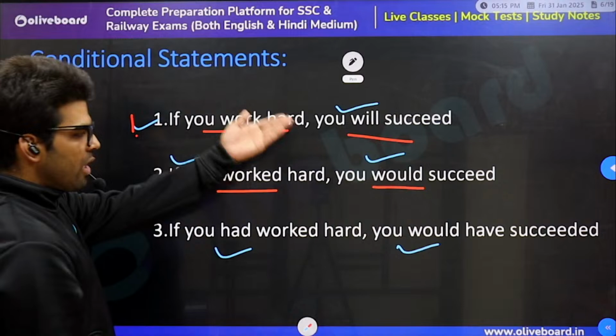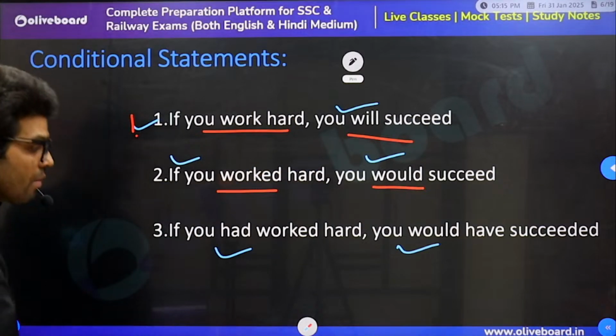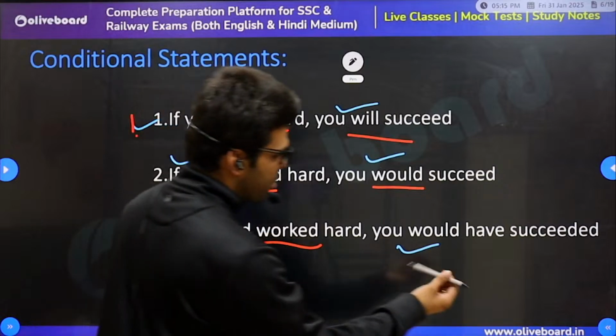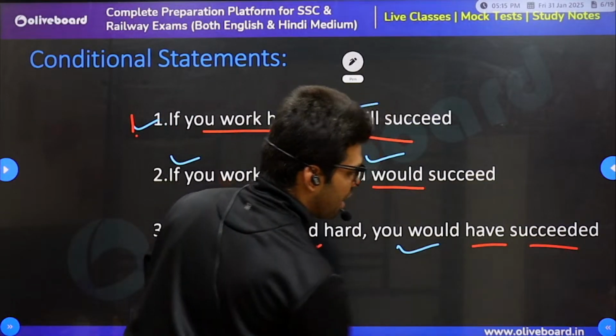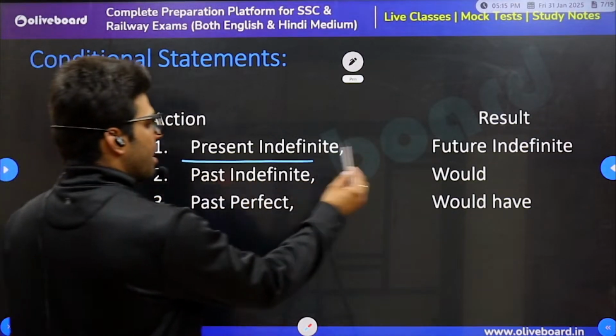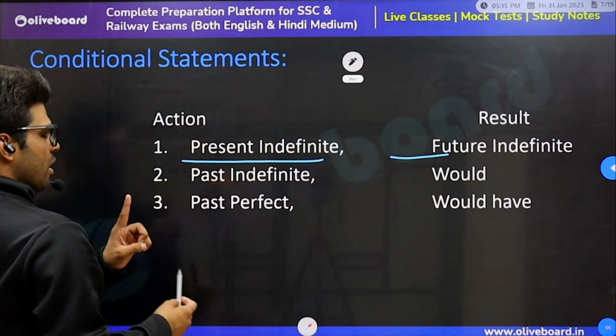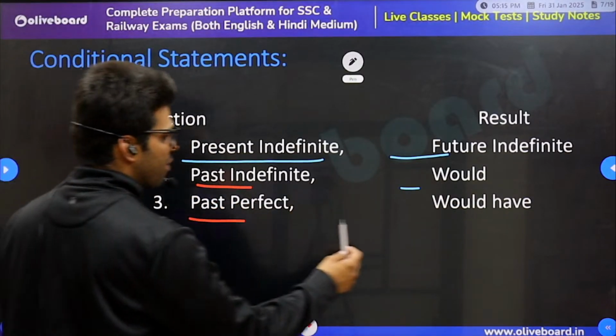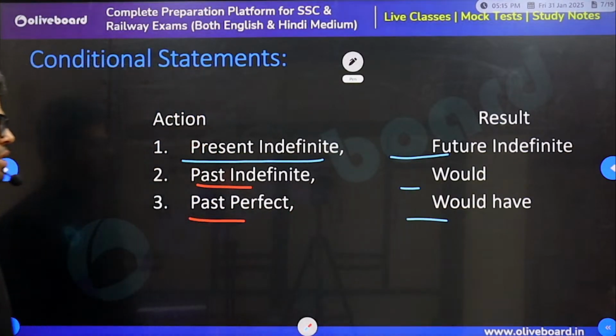For sure, will becomes would. And this is past perfect here, had plus a V3. There should be another have and a V3 after that. That's the conclusion which we had at first. Okay, so present indefinite, future indefinite, the first conditional. Past indefinite, would, the second conditional, and past perfect, would have, the third conditional.